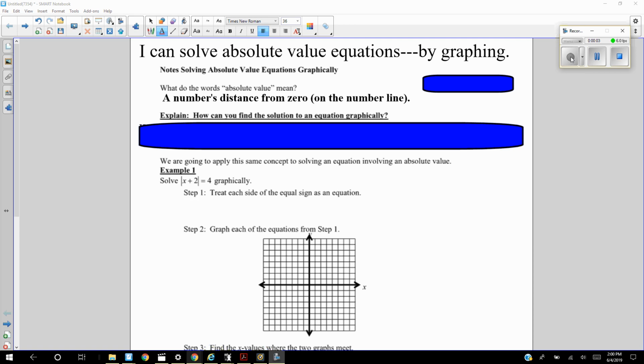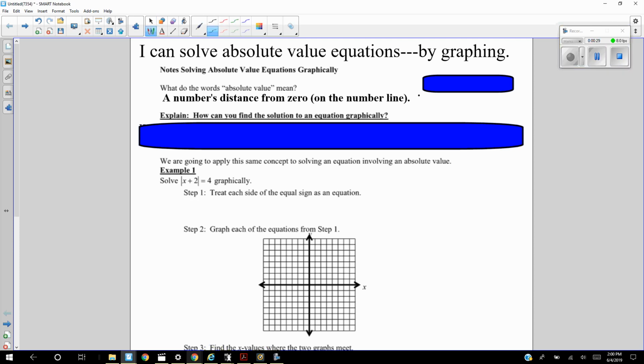All right, in this video, we are going to solve absolute value equations by graphing. So we just covered a unit on graphing absolute value functions, and now we're going to use it to help us solve some equations. So first off, the definition for absolute value, this is review of this vocab word, but it's a number's distance from zero on the number line.